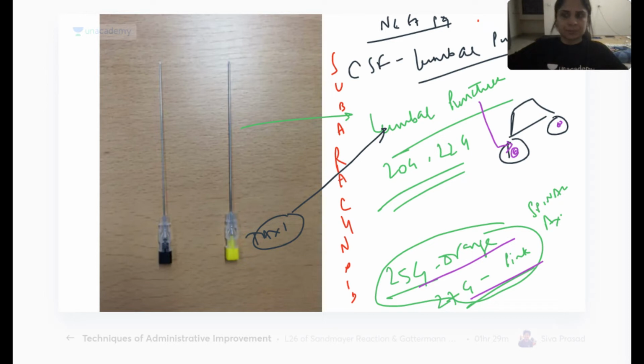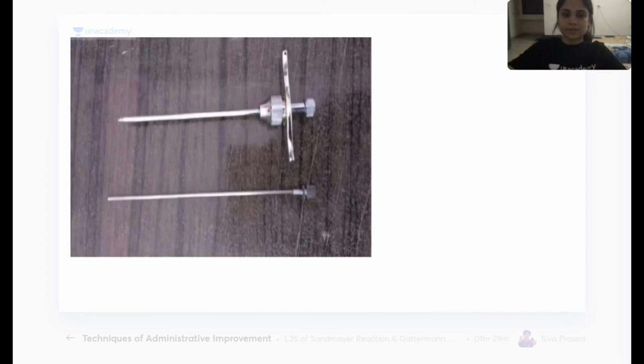Dura. No. This is the subarachnoid space, correct? So it is below what? It is below the arachnoid mater. Absolutely correct. So what will be the last structure to pierce? The last structure to pierce will be the arachnoid mater. Clear? Okay. Now moving on to the next picture.